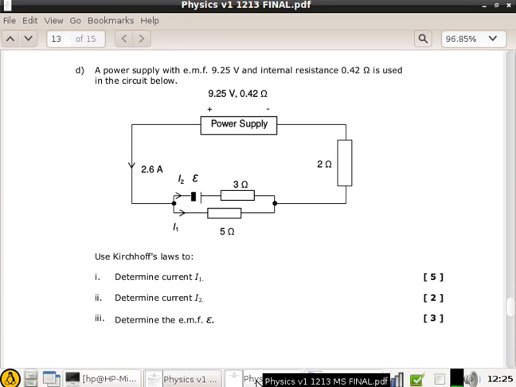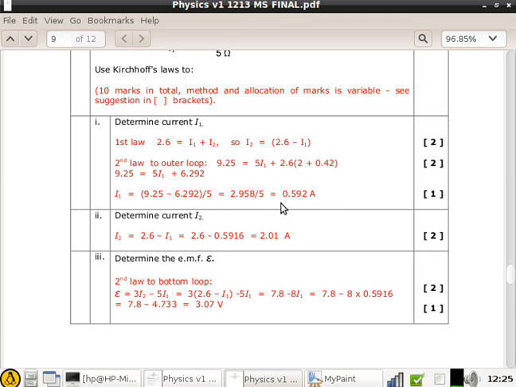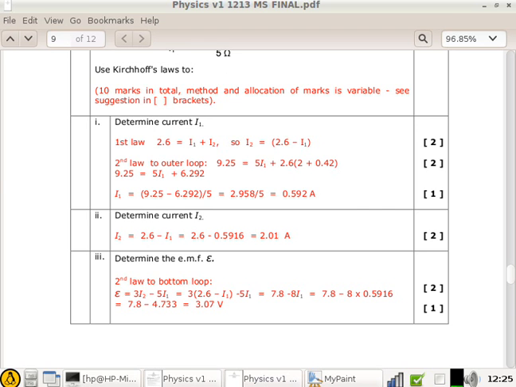I'll just flash the answers up here quick. I think a lot of people got it though. I1 was 0.592. Did you get that, Joshua? Yeah. And then I2 is 2.01. So, Ira, you got that one, did you? And then, Soon, did you get 3.07 for E? Yeah. Okay, great.